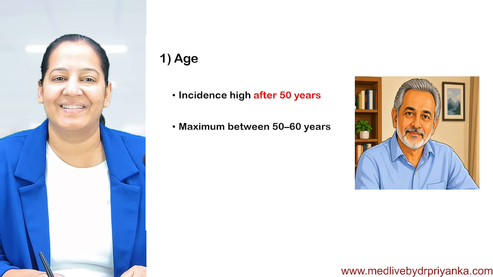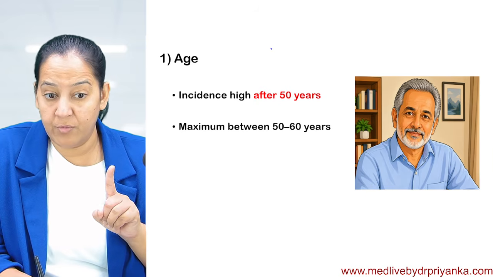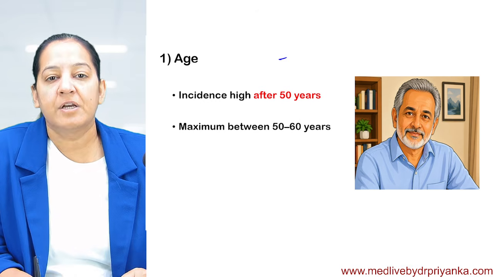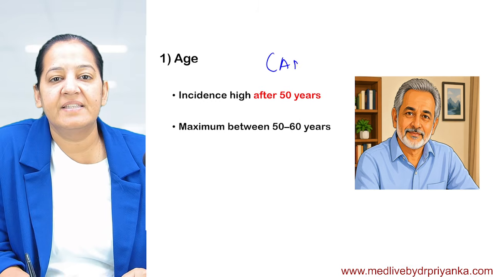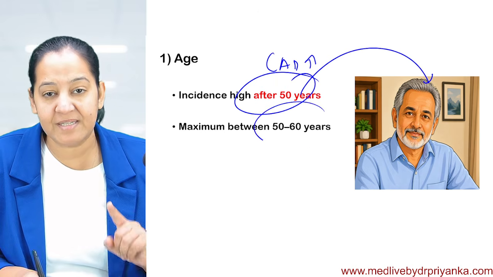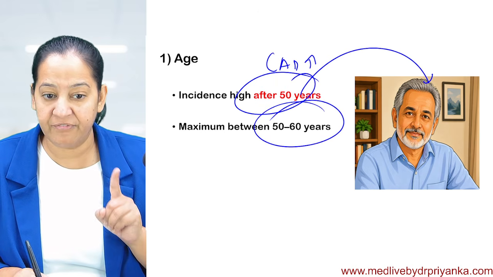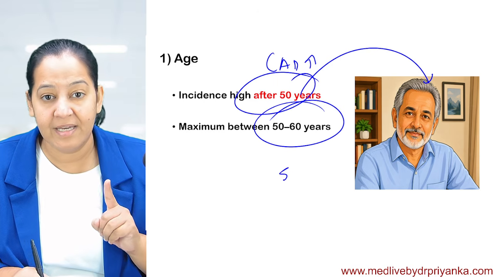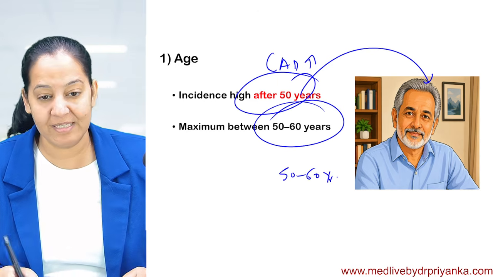So let's start with age. CAD, coronary artery disease, incidence increases with age. It is more common after 50 years of age. Maximum incidence of CAD, heart attacks, is 50 to 60 years.